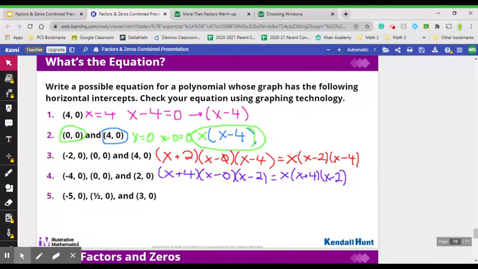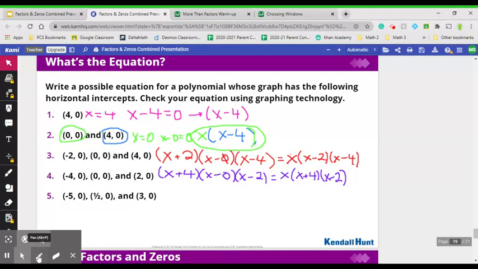And then you can see in our orange part here, we have x minus 0 in the middle. Normally, you will have the x at the front, so I just moved the x from the middle to the front. And then my answer was x times x minus 2 times x minus 4. And then number 4, we have the same sort of thing. So that answer was x times x plus 4 times x minus 2.